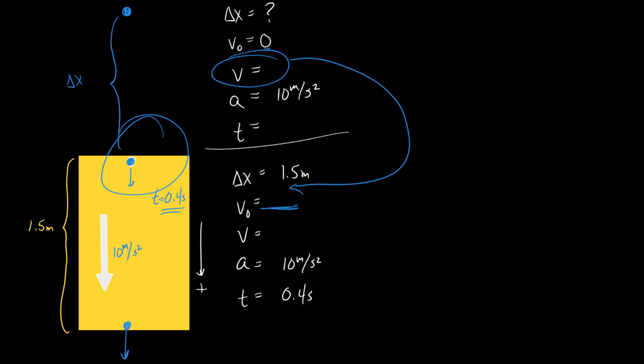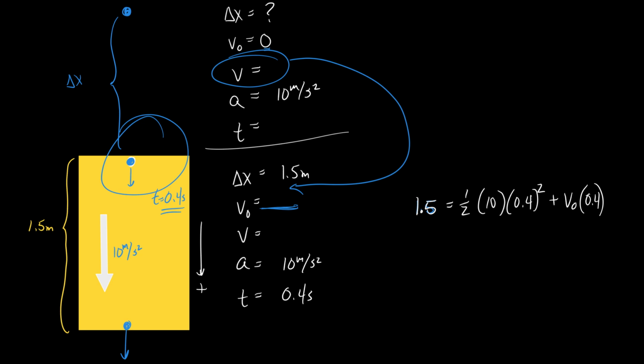Okay, so I would probably find that initial velocity first, using a relationship that doesn't have final velocity in it, and that would be 1.5 equals 1/2 times 10 times 0.4 squared plus v naught times 0.4.